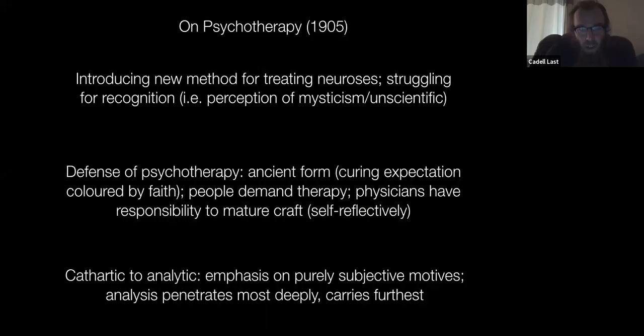All right, so this one is called On Psychotherapy from 1905, written by Freud. So again, we're focusing on methods. He says that analysis introduced a new method for treating neuroses and that it's struggling to get recognition. So we're seeing Freud here right at a time where he's trying to institutionalize psychoanalysis, trying to make the general psychotherapy scientific community aware of this method and its potential value.